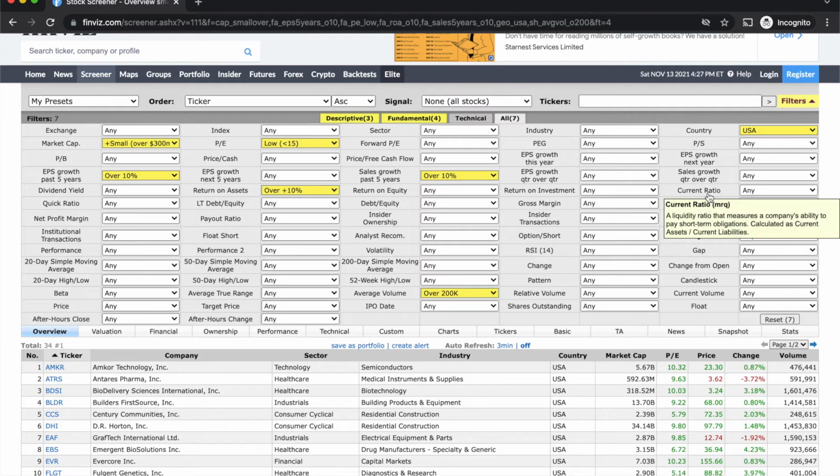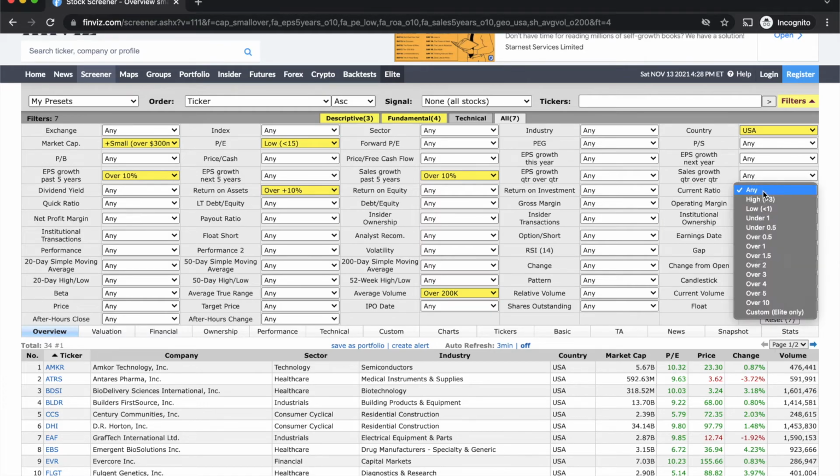So current ratio is basically, as you can see, a liquidity ratio that measures a company's ability to pay short-term obligations. So if current ratio is greater than 1, that basically means that this company has enough liquid assets or cash at hand to pay off its debt, which is due in the next 1 year. So with that, you basically know that at least for 1 year the company is safe. It has enough cash at hand to pay off its debt. If you want, you can put this.